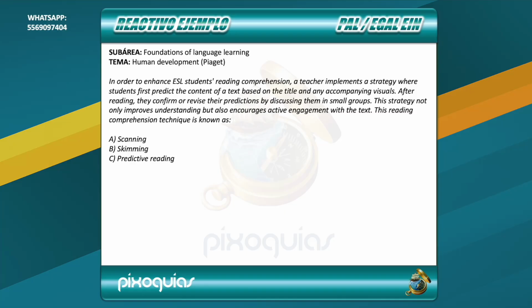Strategies to develop reading skill. In order to enhance ESL students' reading comprehension, a teacher implements a strategy where students first predict the content of the text based on the title and any accompanying visuals, and after reading, they confirm or revise their predictions by discussing them in small groups. This strategy not only improves the understanding, but also encourages active engagement with the text. This reading comprehension technique is known as A. Scanning, B. Skimming, C. Predictive reading.